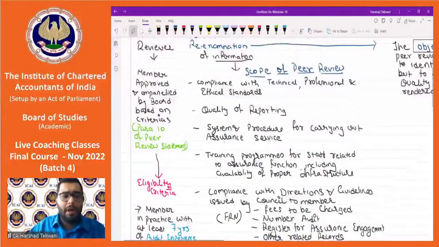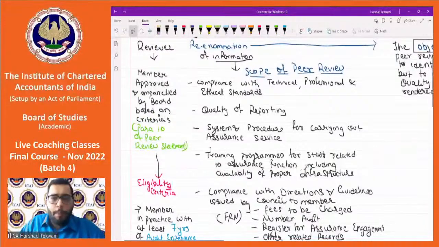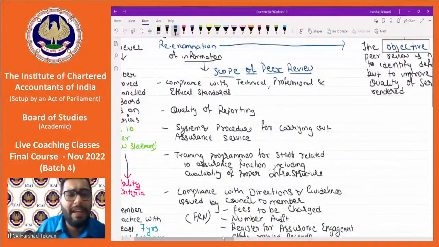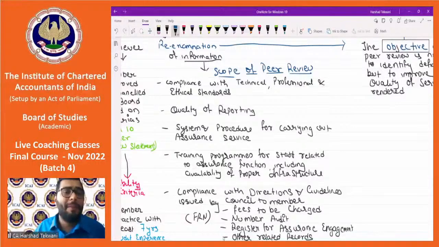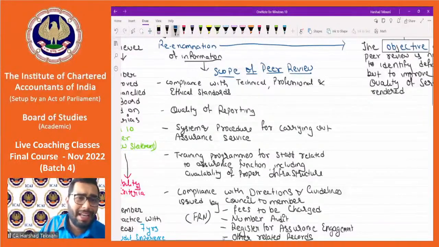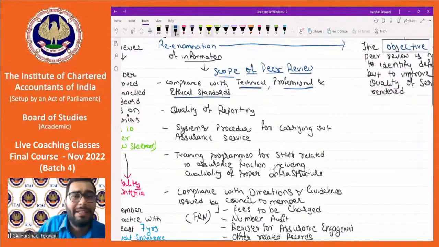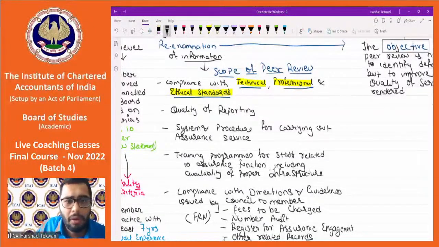So we discussed the criteria, scope, objective, and definition of assurance engagement. Now I'll quickly cover one more area, which is the definition of technical, professional, and ethical standards. We discussed in the scope that we need to check compliance; in peer review there will be a review of whether there has been compliance with the technical, professional, or ethical standards. So a detailed definition has been provided for this particular area. What do technical, professional, and ethical standards mean?